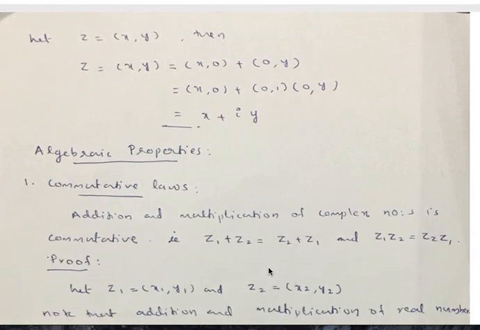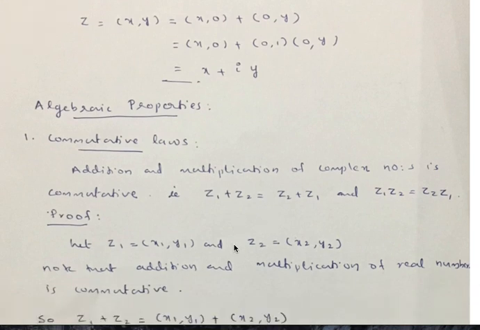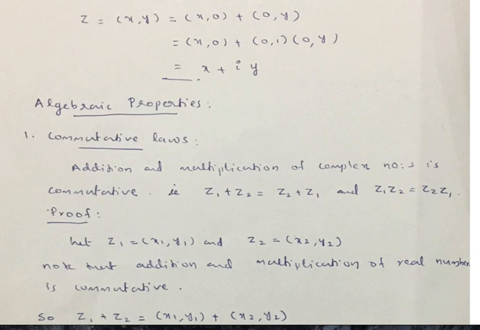Now let's look at algebraic properties of complex numbers. First thing, commutative law, addition and multiplication of complex numbers. The statement is addition and multiplication of complex numbers is commutative: z1 plus z2 is equal to z2 plus z1 and z1 z2 is equal to z2 z1. Basically, these two rules can be proved using the commutative properties for addition and multiplication of real numbers, which you have done before.